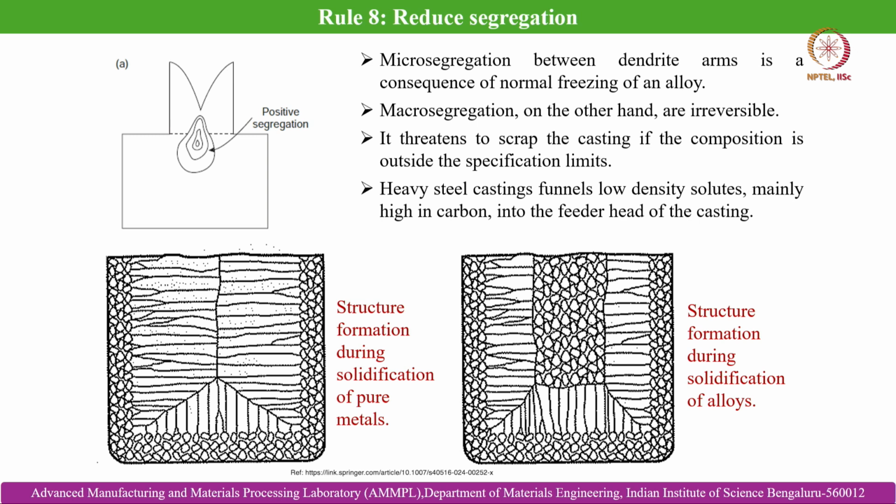Heavy steel castings funnel low density solutes, mainly high in carbon, into the feeder head of the casting. That is quite natural, because the riser is also called the feeder head. That is the last solidifying location of the casting and it should be like that. This is a case of positive segregation, since this is the last solidifying portion of the mold geometry. There the segregation becomes higher. Micro segregation matters, but macro segregation is more dangerous.